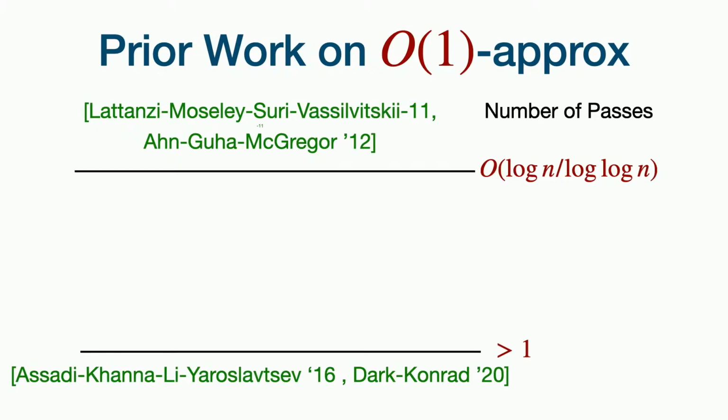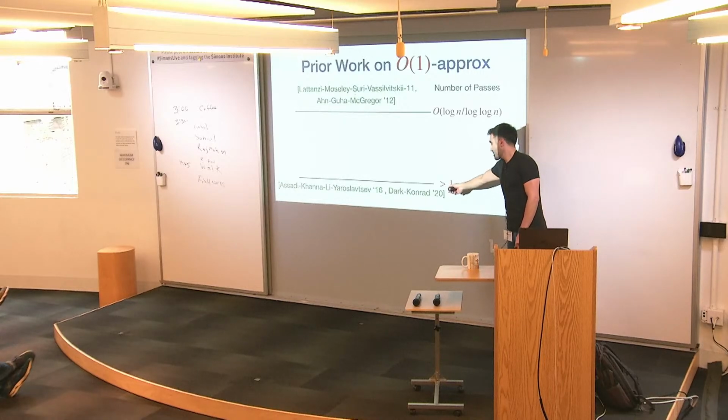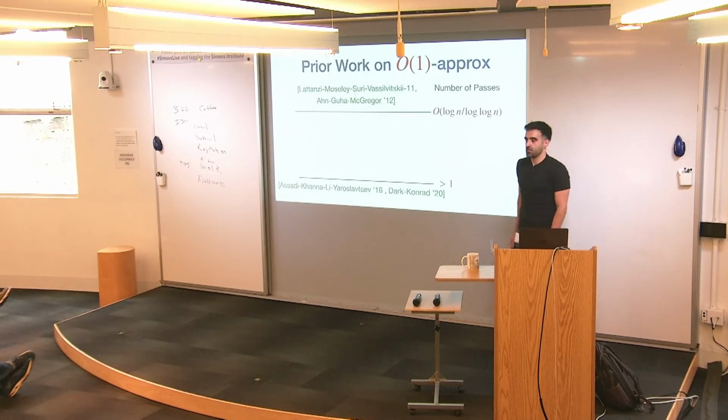How much memory is needed for 1 pass? I believe you need n squared. If I remember correctly. Yeah. And the lower bound holds for both of these, for constant approximations. So this lower bound holds for even constant approximate matchings.